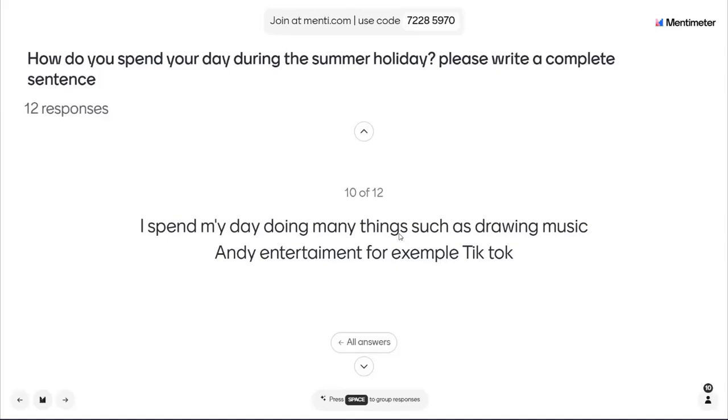My day doing many things, such as, that's great, drawing, then comma, you need to put a comma here, listening to music, because here you put a verb plus ing, so you need here to put a verb plus ing too, okay? Listening to music and the entertainment. Honestly, I don't understand this expression. Maybe you can resubmit, okay, to explain better. For example, TikTok. Okay, maybe using some social media platforms to entertain myself, like TikTok. Maybe you mean that.